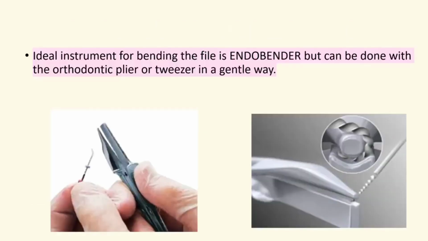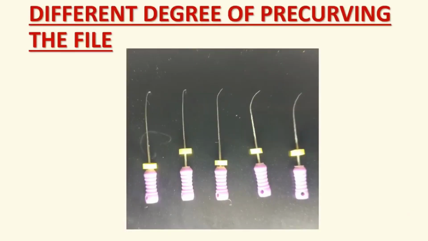How does it work? As the pre-curved file is withdrawn from the canal, it creates an envelope of motion that scribes the side walls of the canal at random contact points, eventually widening the canal space for the next larger file to follow.